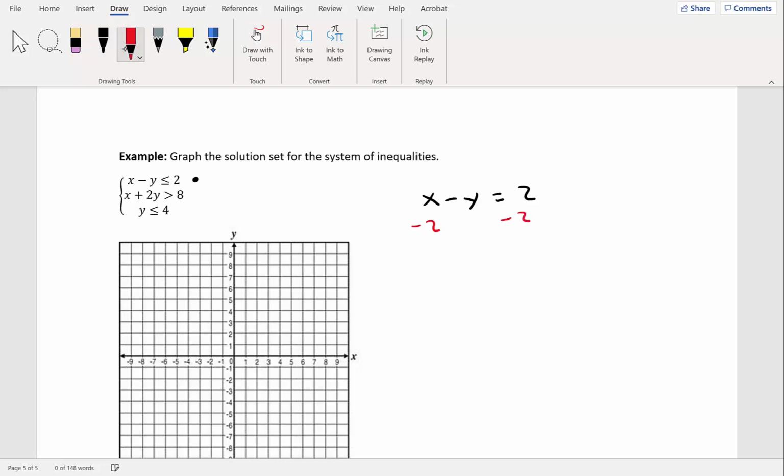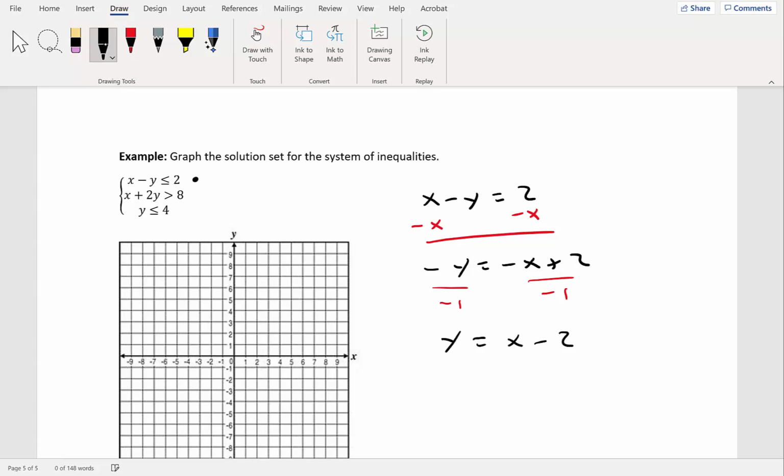Let's go ahead and subtract 2 from both sides. I'm sorry, not 2. My mistake. We're going to subtract x from both sides. So we get negative y is equal to negative x plus 2. Last step to get y by itself, let's divide both sides by negative 1. We get y is equal to positive x minus 2. So my slope here is 1, and my y-intercept is (0, -2).